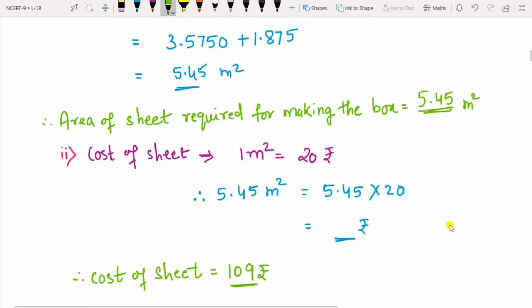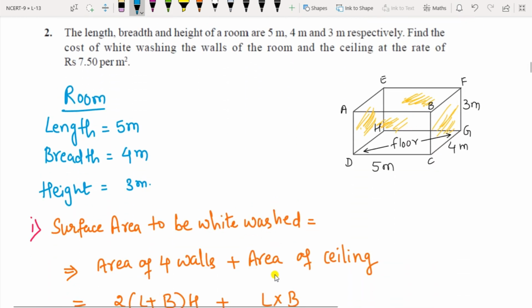Now you have to find the cost of that box, of that card sheet. So the cost of the sheet is given as 1 meter square is 20 rupees. So we require 5.45 meters square, so multiply it by 20, cross multiplication, and you will get the answer here as 109 rupees. So the cost of the sheet required will be 109 rupees. So this is your first question.